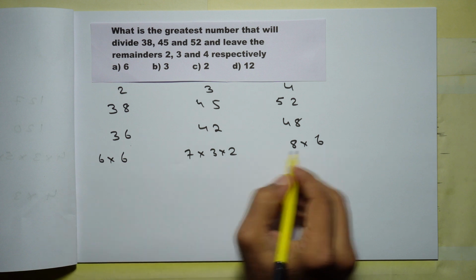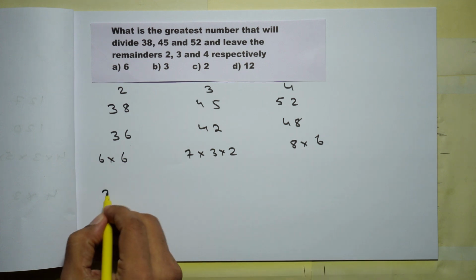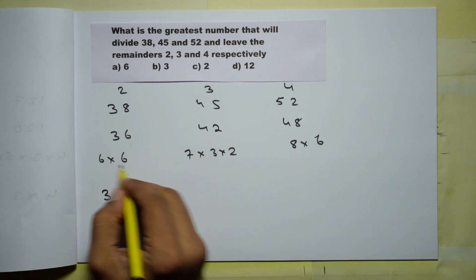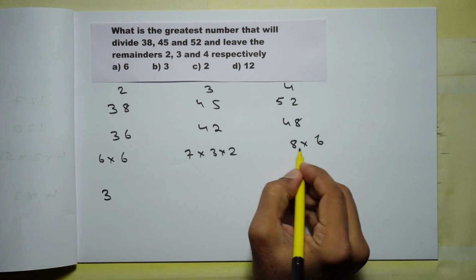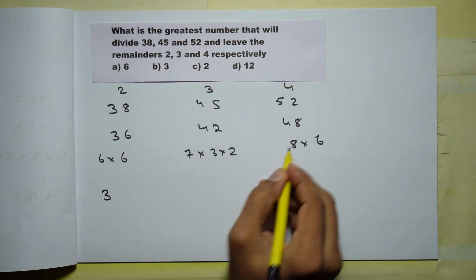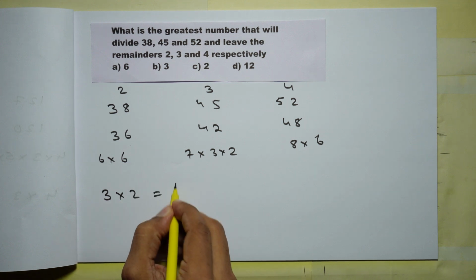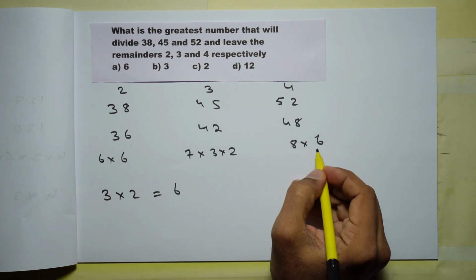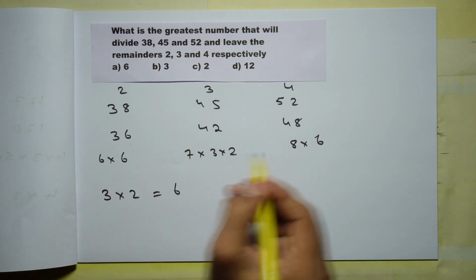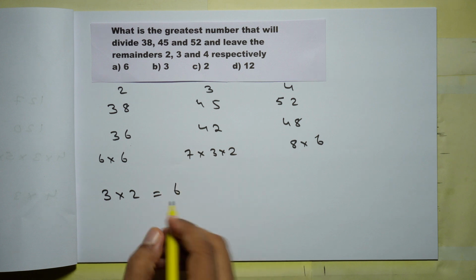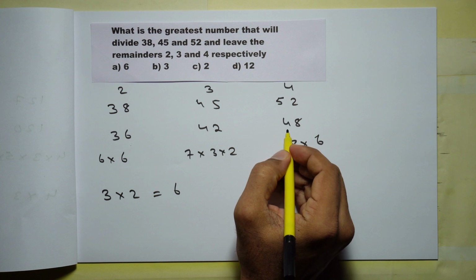Now 3 is common to all the three. Here you have 6, here you have 3 and here you have 6. So 3 is common. 2 is also common. Here only 2 is there, here 2 into 2, 4 is there, here you have 8. So 2 is common to all the three. So 3 into 2, 6 is the highest number which will divide all these numbers. 7 cannot be taken because 7 is only here. So 6 is the greatest number which will divide 36, 42 and 48.